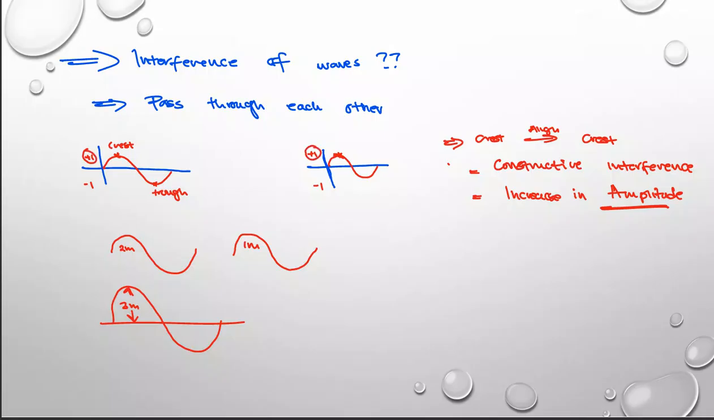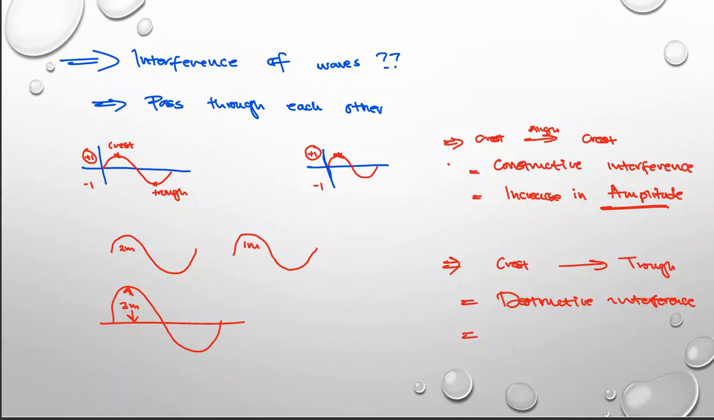This is true because the crest is positive and the crest is positive. But let's say, for example, the two waves meet in such a way that the crest aligns with the trough. This kind of interference, we call destructive interference, because these two waves are going to result in a decrease.